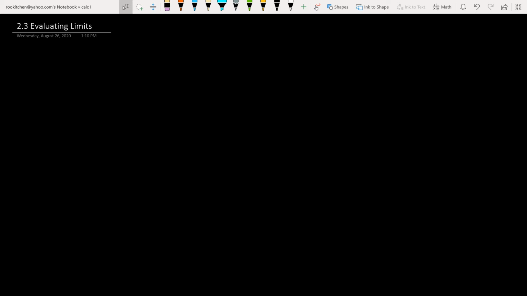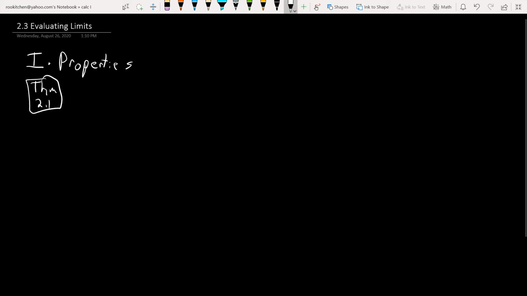Okay, welcome back. This is now 2.3 on evaluating limits. So we're going to say goodbye to that strict definition stuff that we saw last time, and we have some more algebraic approaches to evaluating limits. Some properties are listed in the book as theorems. The first set would be theorem 2.1.